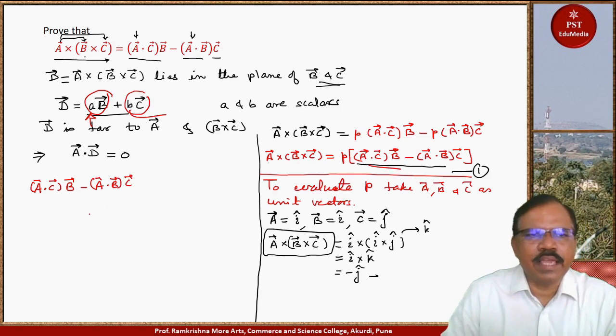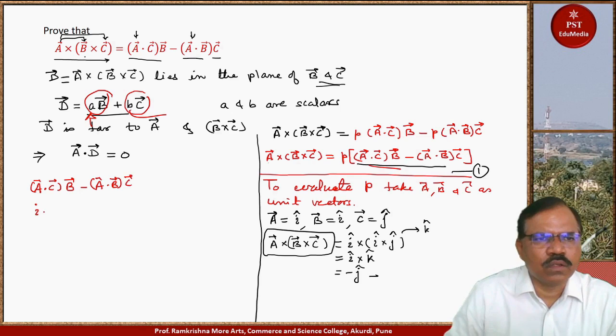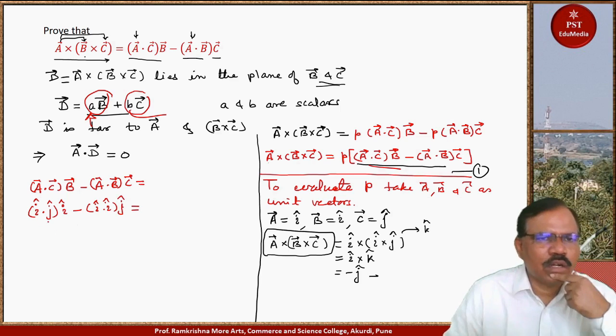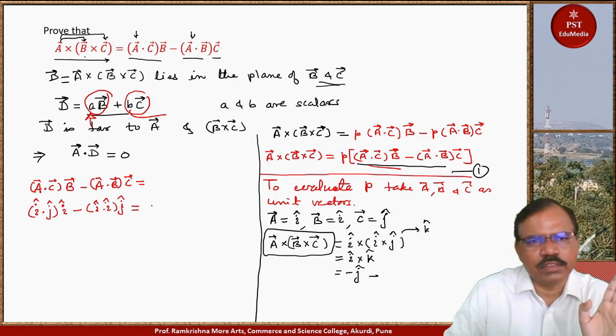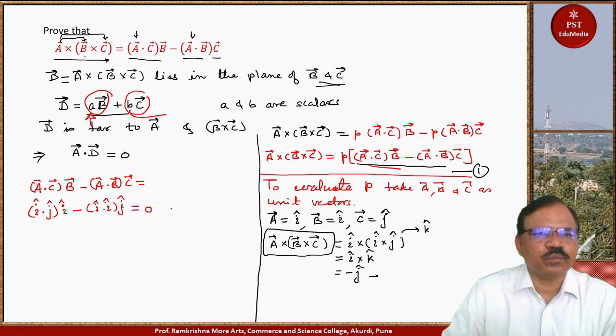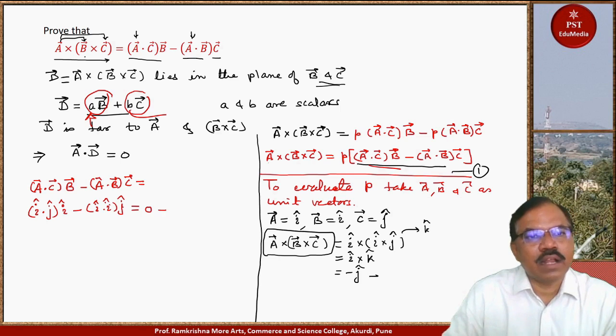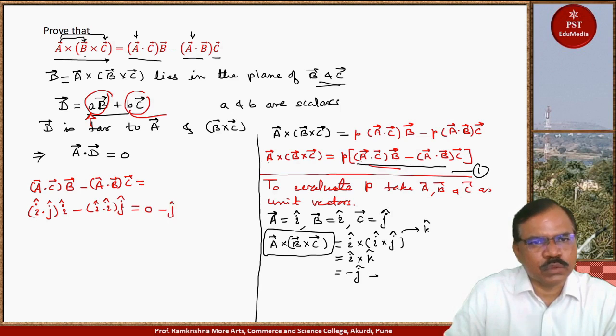Now what is A? A we have taken I, dot C is J. I dot J multiplied by I, minus I dot I multiplied by J. And what is this? I dot J, I and J are perpendicular to each other, so their dot product is 0. So we get here 0. Minus I dot I is 1 multiplied by J. So this is minus J.